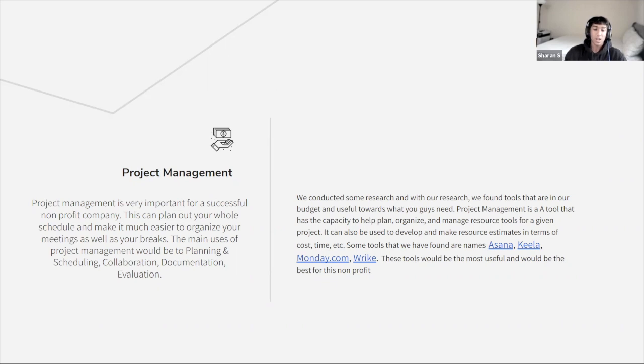We conducted heavy research and we found that the tools in our budget are useful towards what you need. Project management is a tool that has the capacity to help plan, organize, and manage resources for a given project. It can also be used to develop resource estimates in terms of cost, time, and more. Some tools that we have found are Asana, Keela, Monday.com, and Rike. We have narrowed all of these tools down to two main ones that will help us in determining which will be the best tool for CCL.